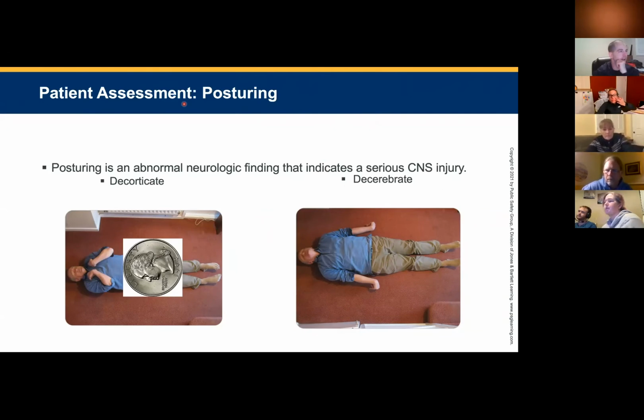All right, so it looks like almost everyone's choosing decerebrate. So yeah, decerebrate posturing is way worse. Both are bad. If you had to choose one, you'd want to be decorticate posturing. That's a little bit better. Decerebrate posturing is way worse. It requires much more to do so.